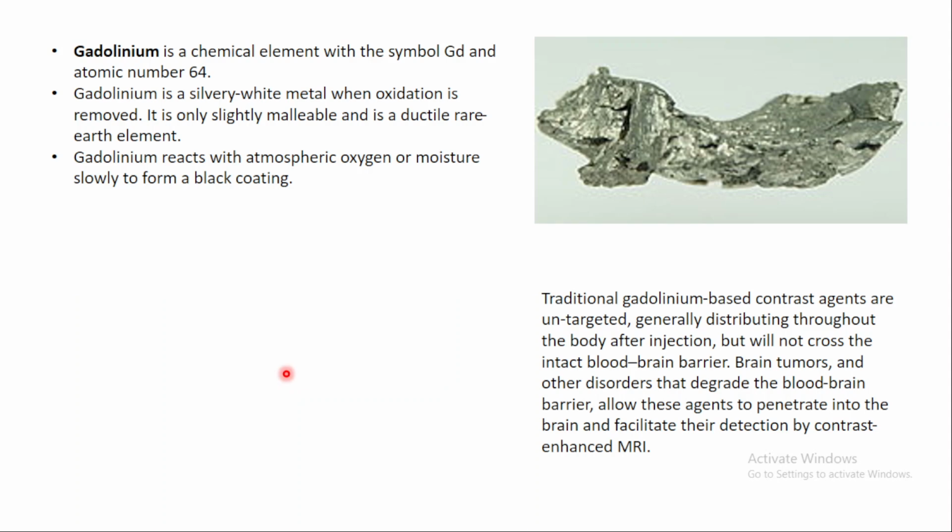Is it clear to the students? We learnt about the principle of working of the MRI scanner and how gadolinium is used. What is the atomic number of gadolinium? How does it look? Is it clear to the students? The answer will be: gadolinium is a contrast agent used in MRI image scanning. Just let me know in the chat box.